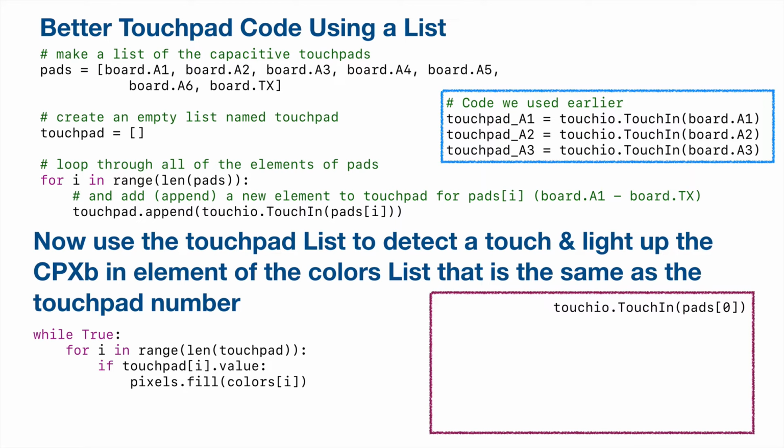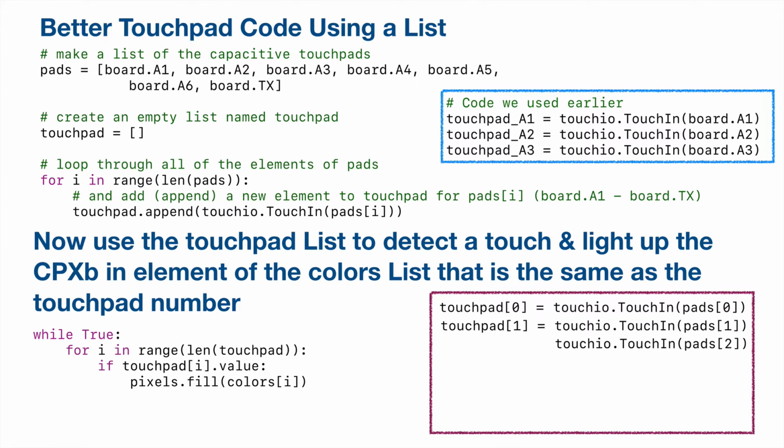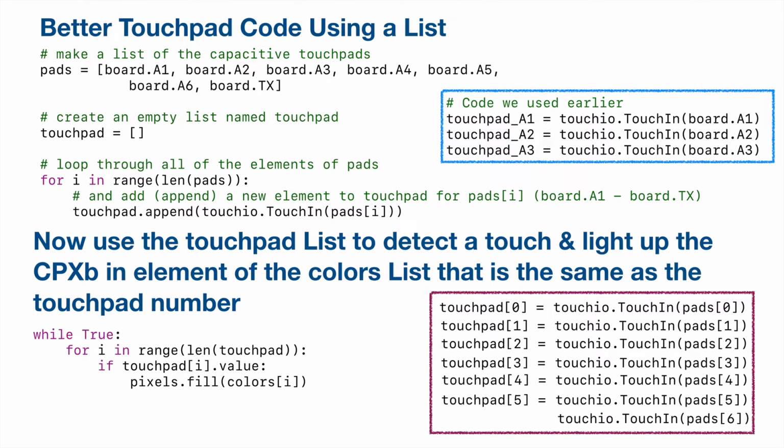That sets up the pad so that it can accept touch, and that's going to be touchpad 0. And then pads 1 is going to be touchpad 1, pads 2 is going to be touchpad 2, all the way down to pads 6 is going to be touchpad 6, and that's board.TX. So by doing these statements here, we avoid having to write this multiple times, and we just have to refer to the one variable, touchpad, and then whatever index we want.